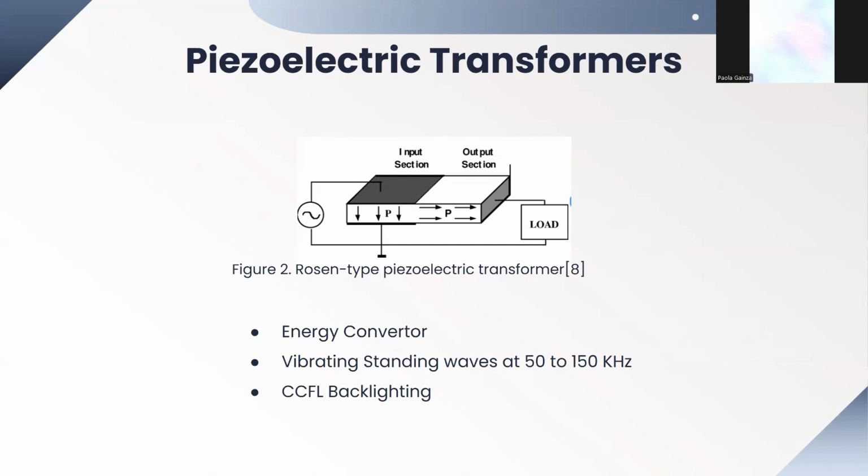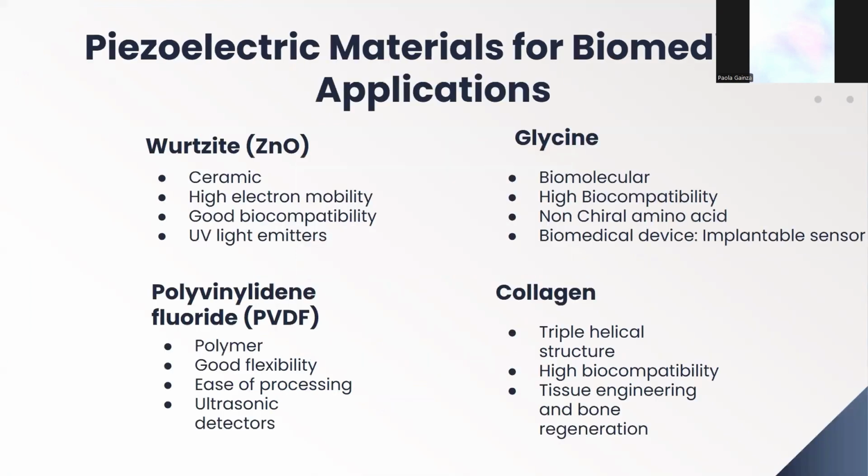Figure 2 shows how a Rosen-type piezoelectric transformer works. It works in a high step-up voltage ratio, where an input voltage creates a mechanical vibration in the primary section. This vibration is then transferred to the secondary section, where it generates an output voltage. This transformer, due to its high voltage generation, is used in CCFL backlighting, which are panels in laptops.